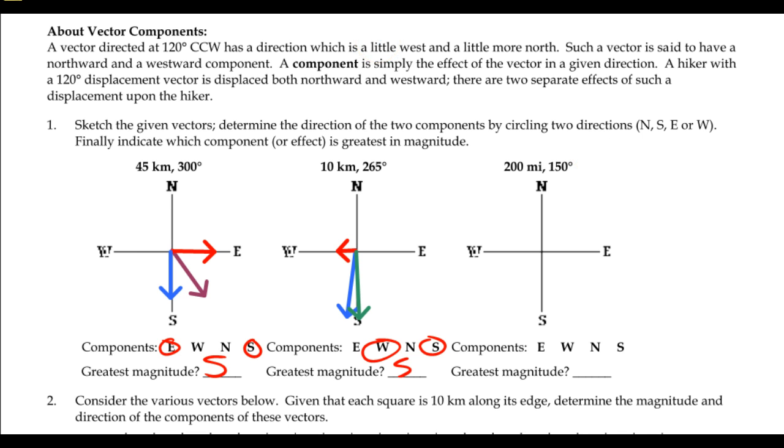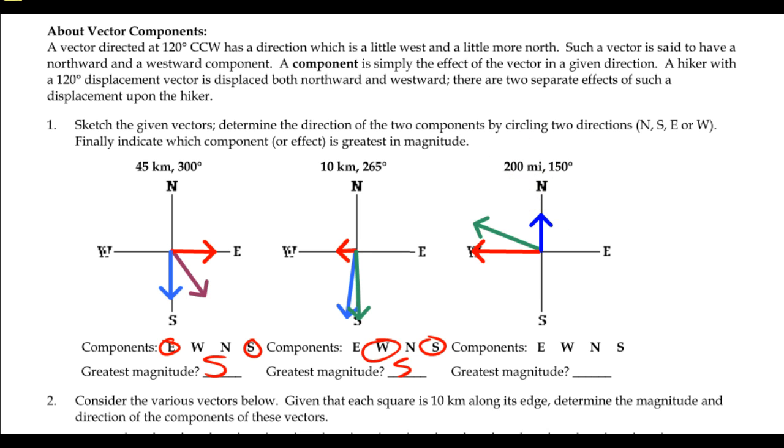Okay, the next vector is 200 miles at 150 degrees. 150 degrees is something like that. Now, that's going to give us a vector that is westerly as part of the components, and a vector that is to the north. Okay, so the blue and the red are the components. So if we add them together, we would get the green.